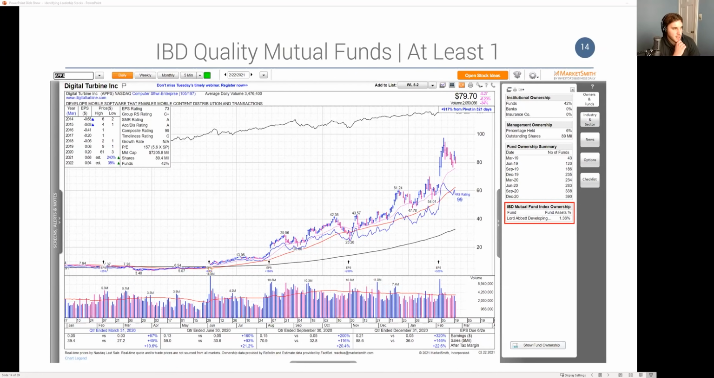Got a question here. I have access to IBD and user stock screener, but not MarketSmith. Can you recommend other sites that you can get the quarterly earnings and sales percentages like you see in MarketSmith? I think FinViz is a pretty good free resource. I'm not super familiar with it. I haven't used it extensively, but I think it's a very good substitute for those screeners.